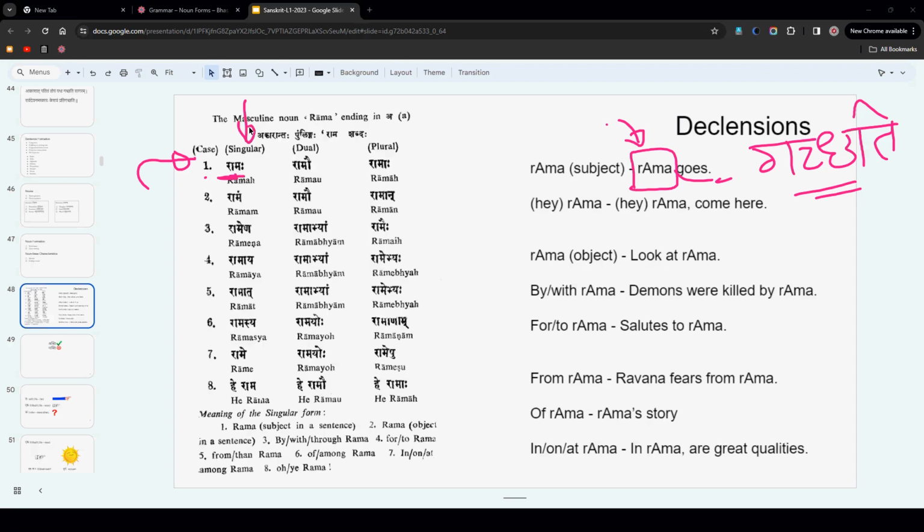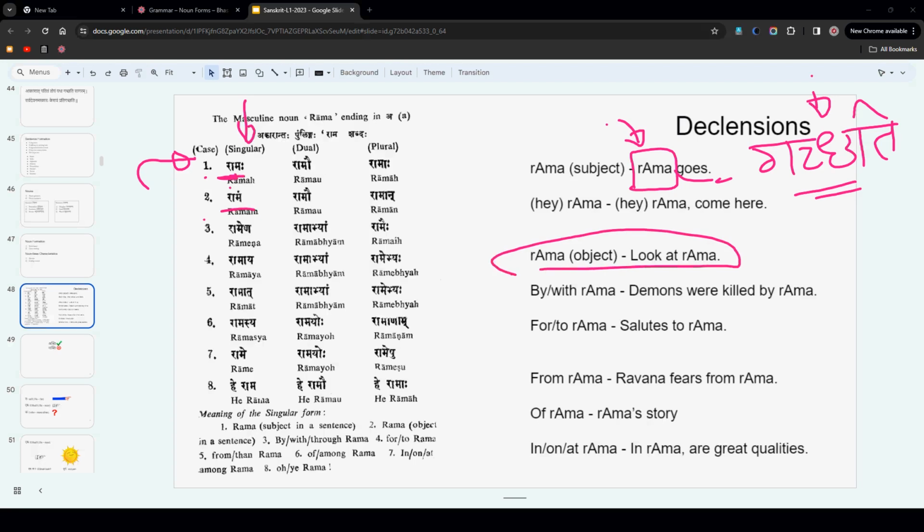Because it is singular, if there are two, we have to use another form and so on, and then this verb also will change. We will not go there right now. We just look at the singular forms here. So Ramaha gacchati, Rama goes. We cannot say Ramam gacchati, because Rama is the subject in this sentence. We use this Rama form.